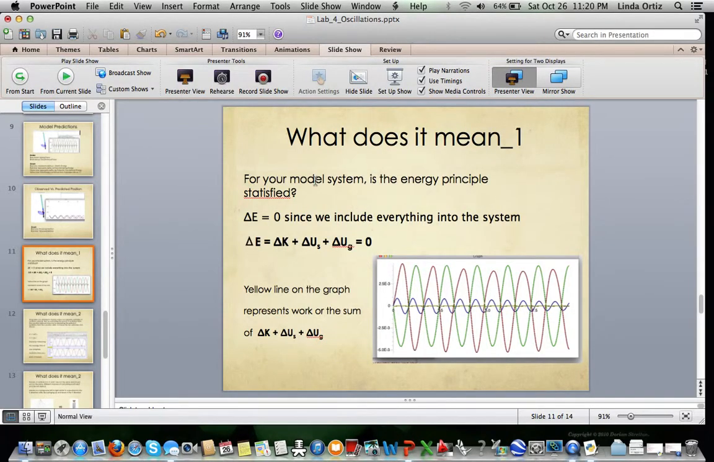So to answer, what does it mean? For your model system, is the energy principle satisfied? Yes, it is satisfied. Delta energy here was 0 since we included everything in the system. Everything was 0 as proved by our graph with the yellow line.